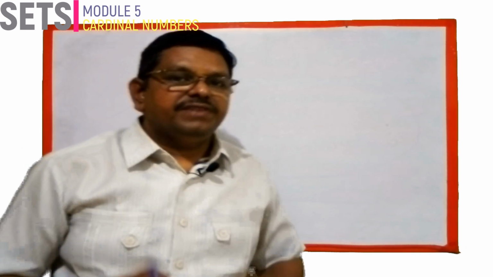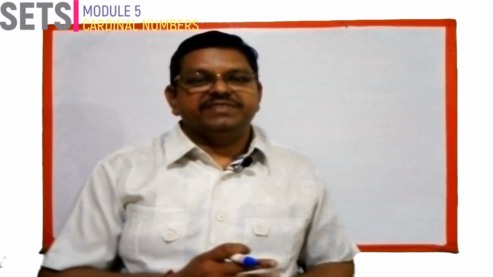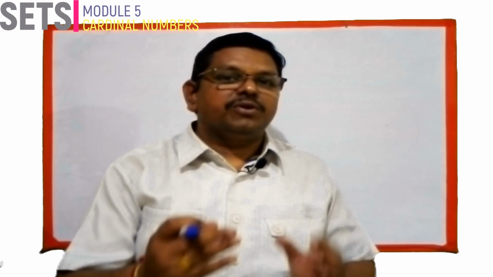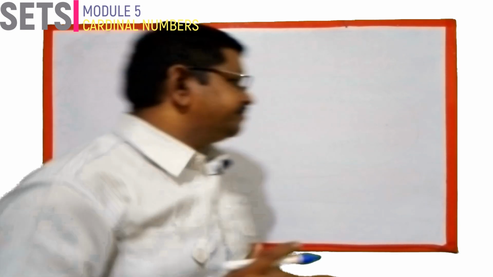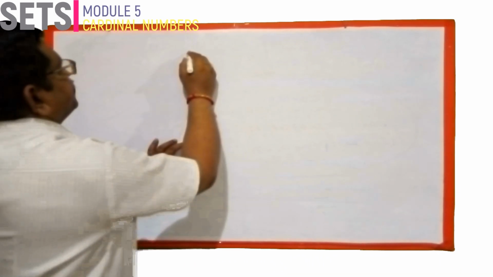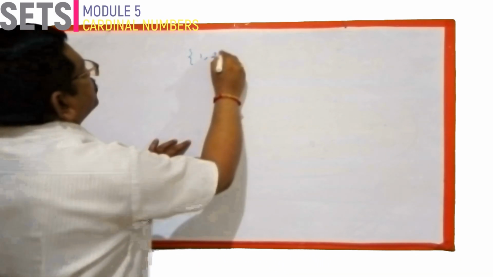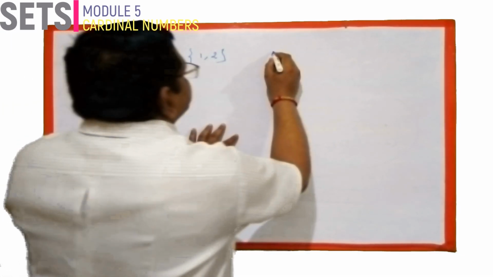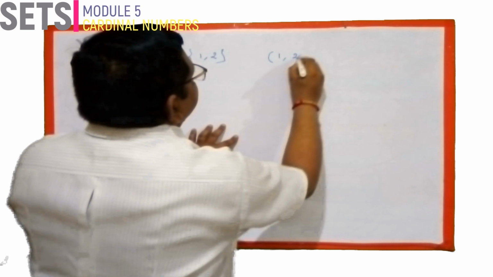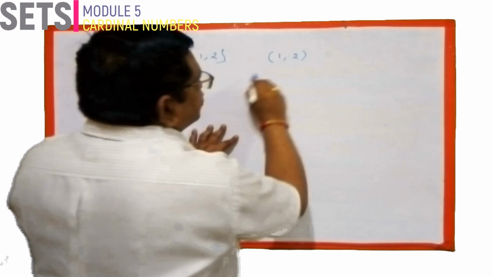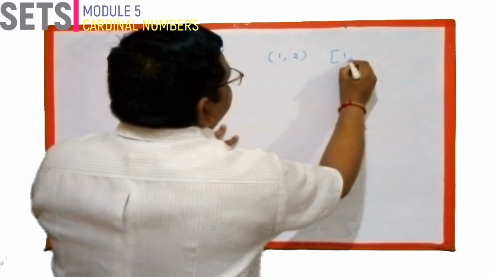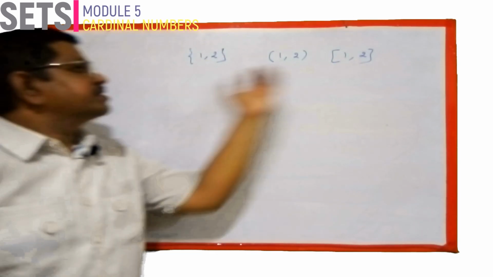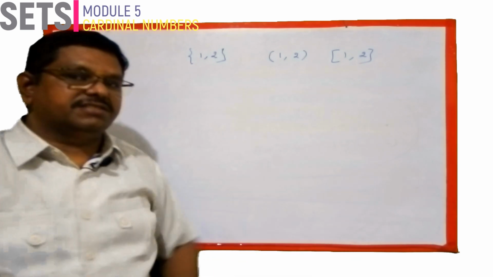Okay, now we are coming to the next important definition, that is Cartesian product. Before that, we should know the meaning of ordered pair. Generally we write the set {1, 2} to represent a set, and we might have seen these different types of representations: open bracket (1, 2), closed bracket [1, 2]. We must know the difference among these three different representations.